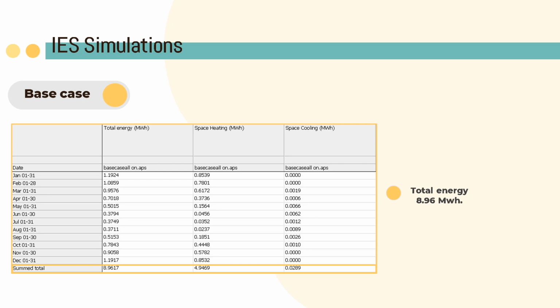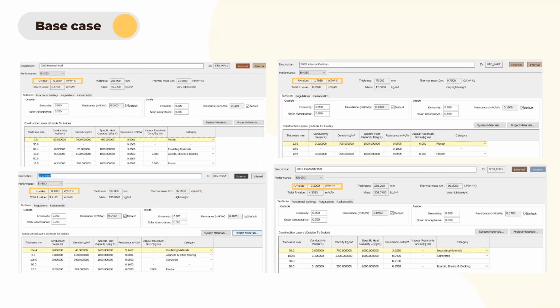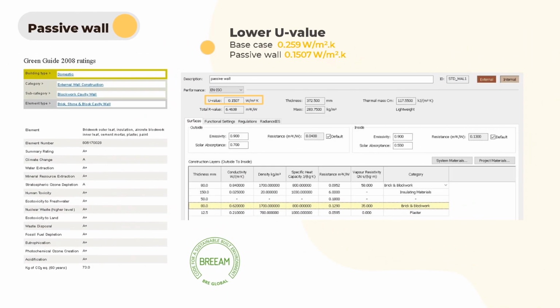After simulating in IES, the table is showing the total energy consumption during the year, and it's 8.96 megawatt per hour. And here is the material of the base case and its U value. Upon reviewing these materials, the passive model considered the green guideline rating, determining the optimal house material. As a result, it was enhanced to achieve an A+ material rating according to BREEAM.